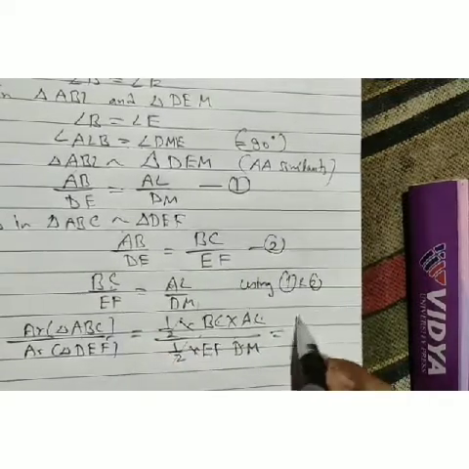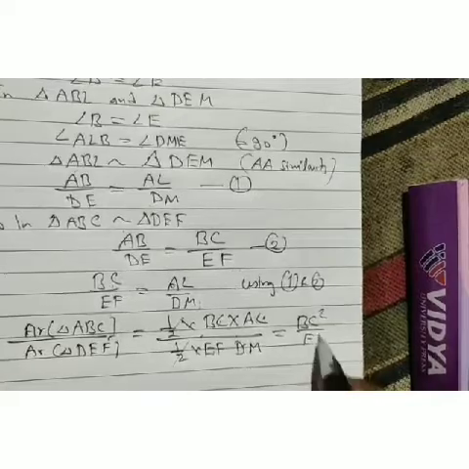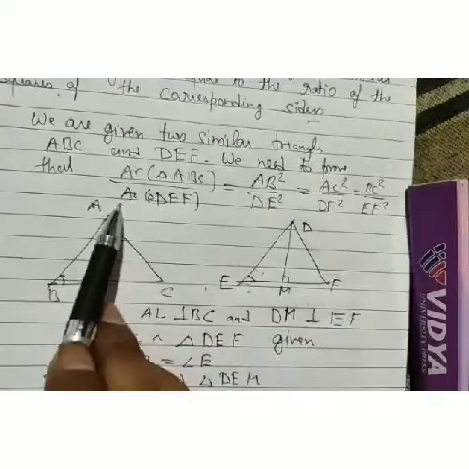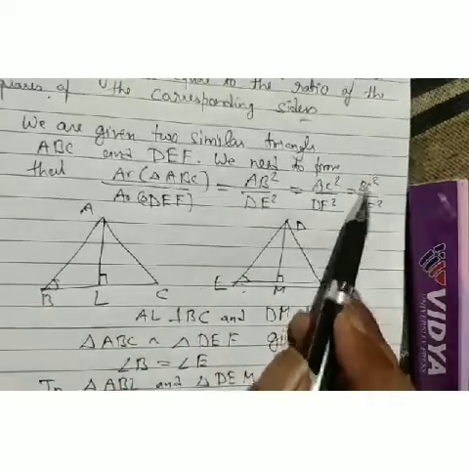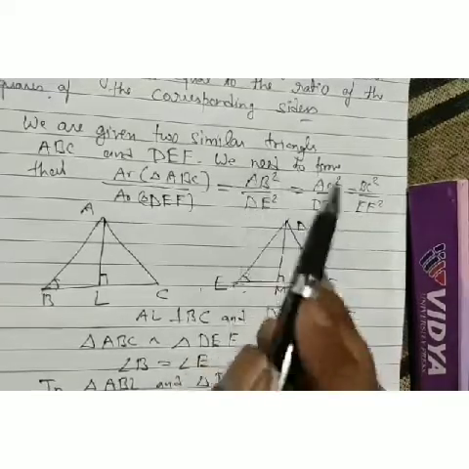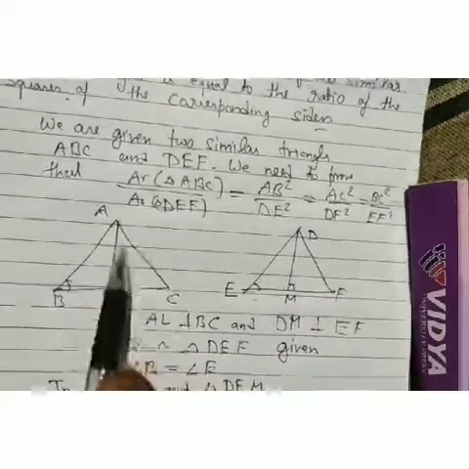Then we have here BC square is to EF square. What is our required proof? We have to show that the area of triangle ABC to the area of triangle DEF is equal to the ratio of the squares of their corresponding sides. Similarly, we can show that it's equal to AB by DE. Why? Because our triangles are similar.